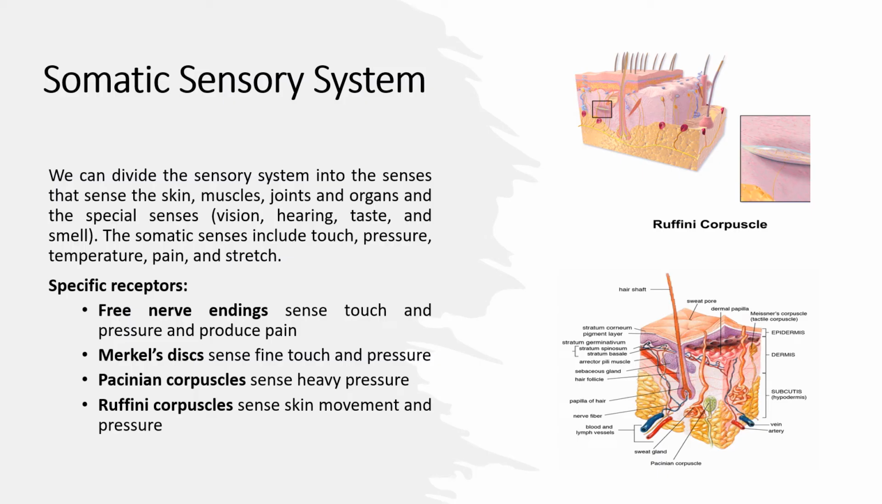Let's now look specifically at the somatic sensory system. We can divide the sensory system into the senses that sense the skin, muscles, joints, and organs, and the special senses, which is vision, hearing, taste, and smell, or olfaction, as it's also referred to. The somatic senses include touch, pressure, temperature, pain, and stretch.